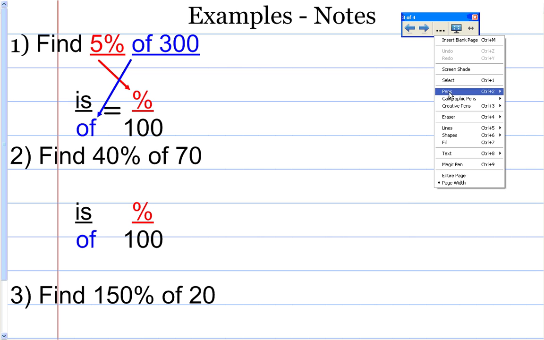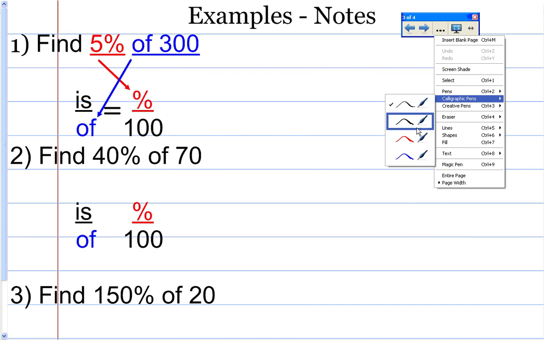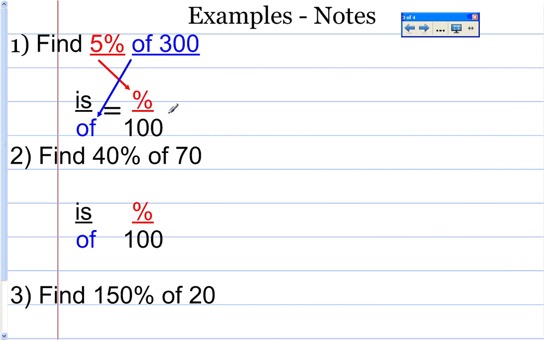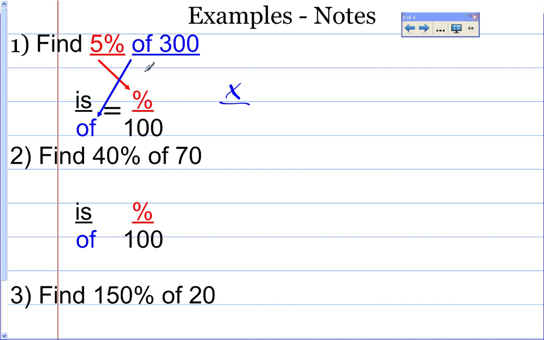All right, so let's fill in the numbers. So the is, we said, is what we don't know. So I'm going to put an X for the is. That's my unknown. The of is 300. The percent part is 5%, so we put a 5 here. And then the bottom of this side of the proportion is always 100. It's always 100. So again, is over of equals percent over 100.